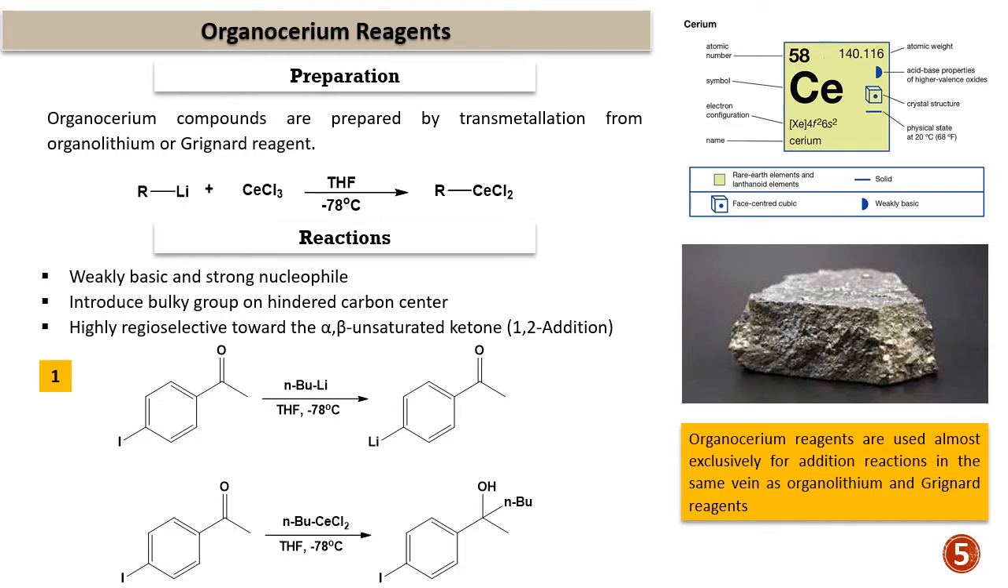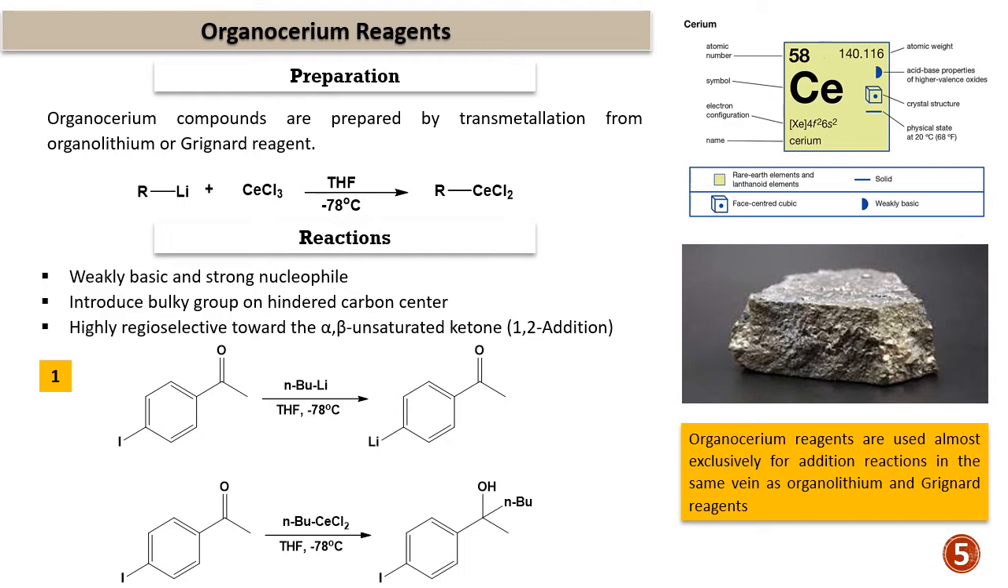We can prepare organocerium compounds by transmetallation from an organolithium or Grignard reagent. When we treat the alkyl lithium with cerium chloride, we obtain organocerium reagents in the presence of THF at -78 degrees Celsius temperature. In reactions, organocerium reagents act as weakly basic and strongly nucleophilic species. Whenever we want to introduce a bulky group on a hindered carbon center, we can use organocerium reagents. They show high regioselectivity toward alpha beta unsaturated ketones, favoring 1,2 addition.